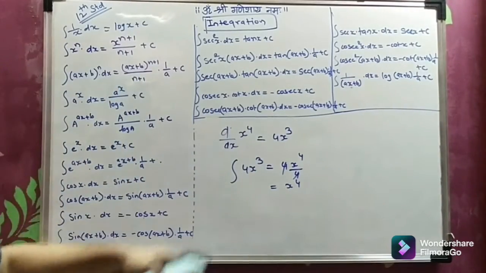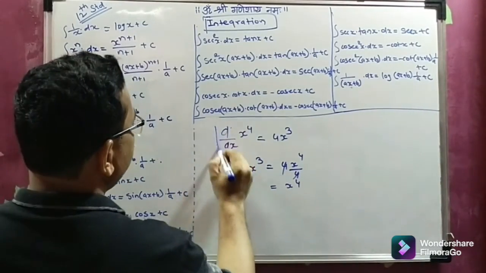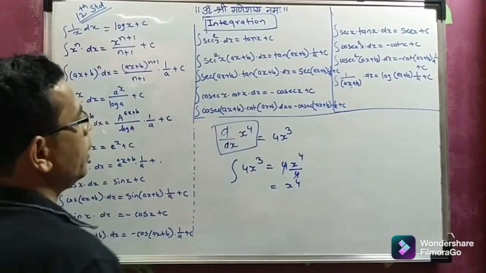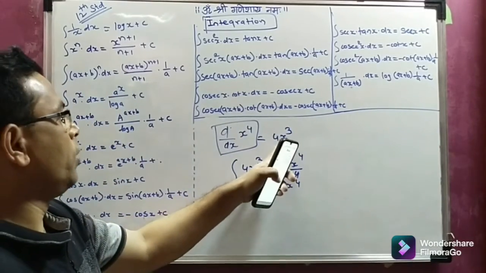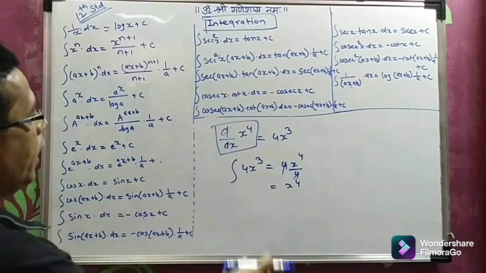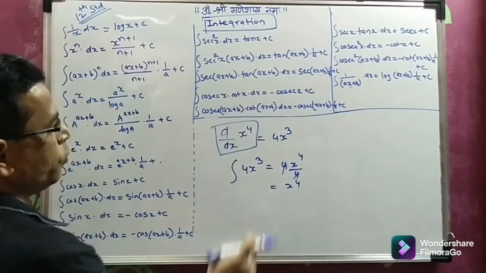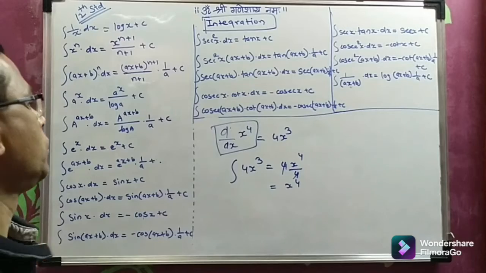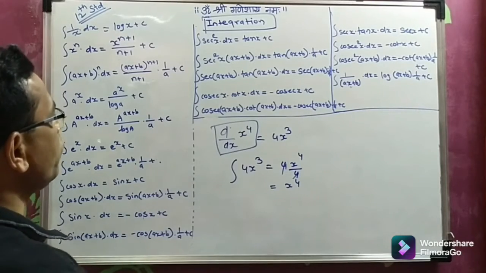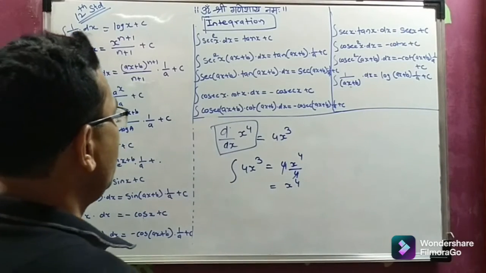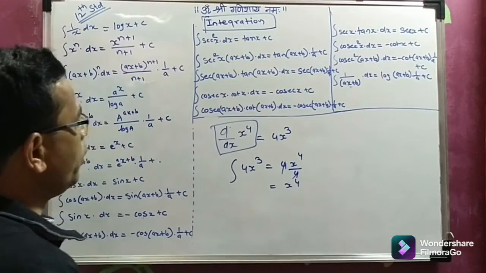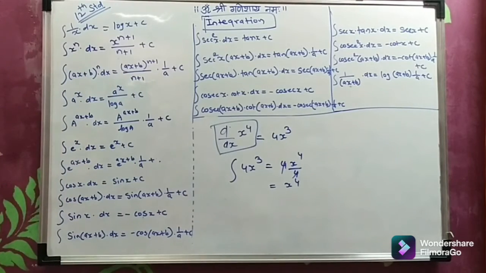So from this we come to know that the derivative of x raised to 4 is 4x raised to 3, and the integration of 4x raised to 3 is x raised to 4. So it is an inverse of derivative. Now if you see, in almost every problem we are writing c as a constant.